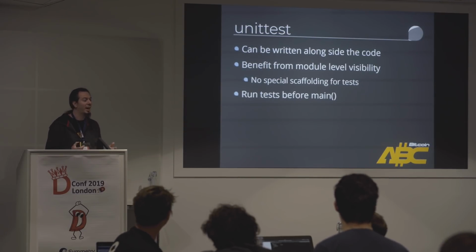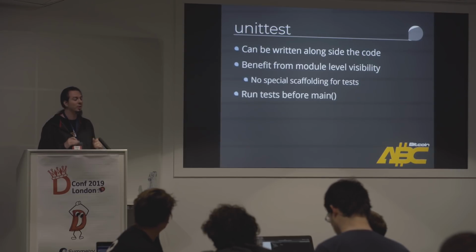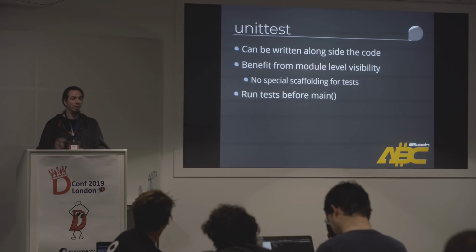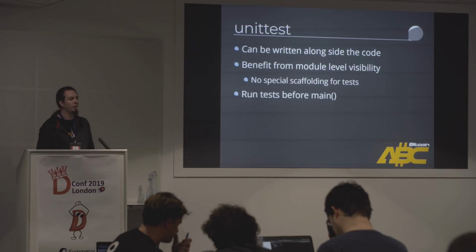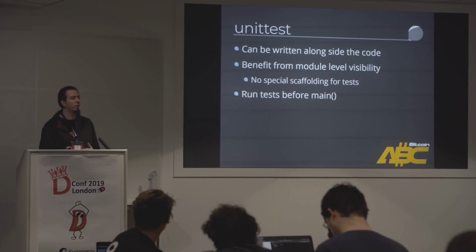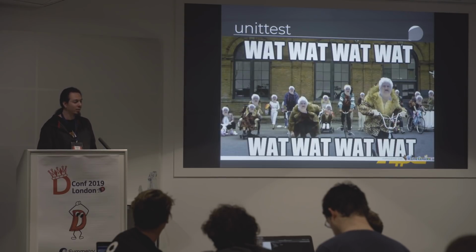The unit test: D has a unit test block, and honestly, this is the best unit test feature I've seen in any language, especially because of the way it pairs with the way visibility works, like public and protected and private and all of that. It allows me to test a bunch of stuff, and in other languages I have to build weird scaffolding to be able to test what I want to test. This is honestly the best feature ever, right? But the tests run before main. Like, what is that?